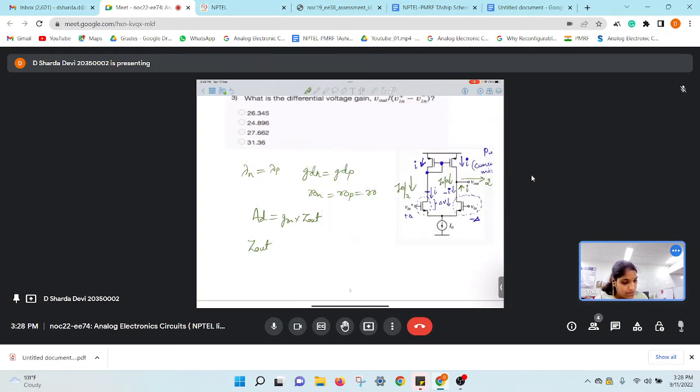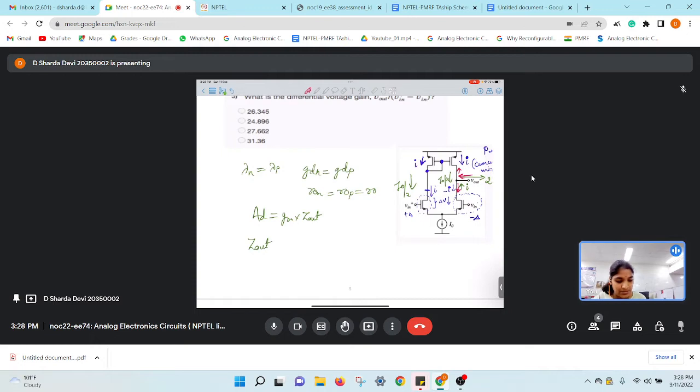So this is the output node. The moment we look from here, what is the resultant impedance that we see? The impedance due to this PMOS and the impedance due to this NMOS come in parallel. If one provides an impedance of R0 and the other is also providing an impedance of R0, the resultant will be R0 parallel R0. How much will it be? R0 by 2, right?